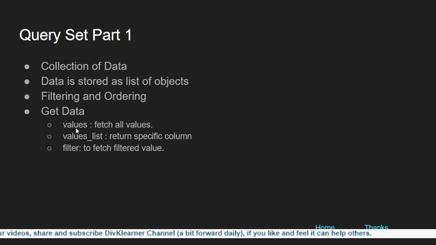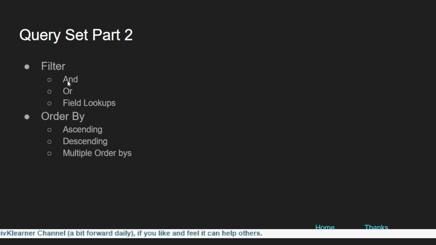You have get data. So with the get data, you have methods like values, values list, and filter. Today we will be talking about the part 2 of filtering as well. So in the filters, we'll be talking about and, or, field lookups, and order by ascending, descending, multiple lines. So before we switch into the action, I'll show you the demo.